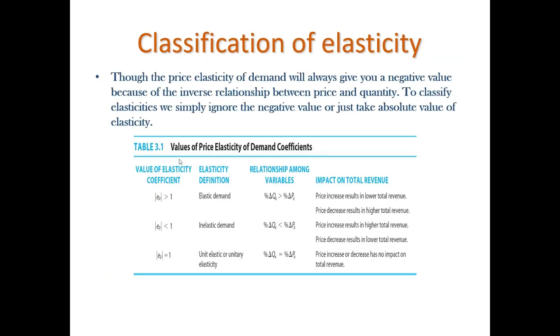Now how do we classify? Once you work out the elasticity, if the elasticity is greater than 1 in absolute value, you always get a negative value, but if the absolute value is greater than 1, you get elastic. If the absolute value is less than 1, it's inelastic. Absolute means you simply ignore the negative. And if it's exactly equal to 1, once you ignore the minus sign, you get unit elastic.